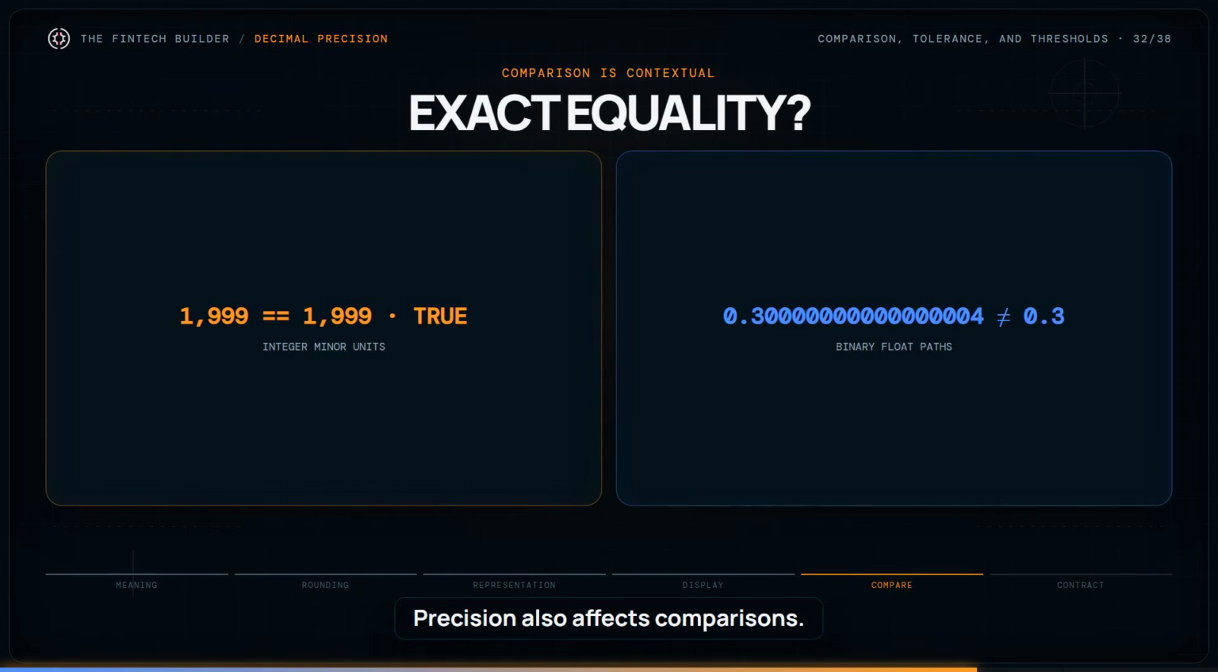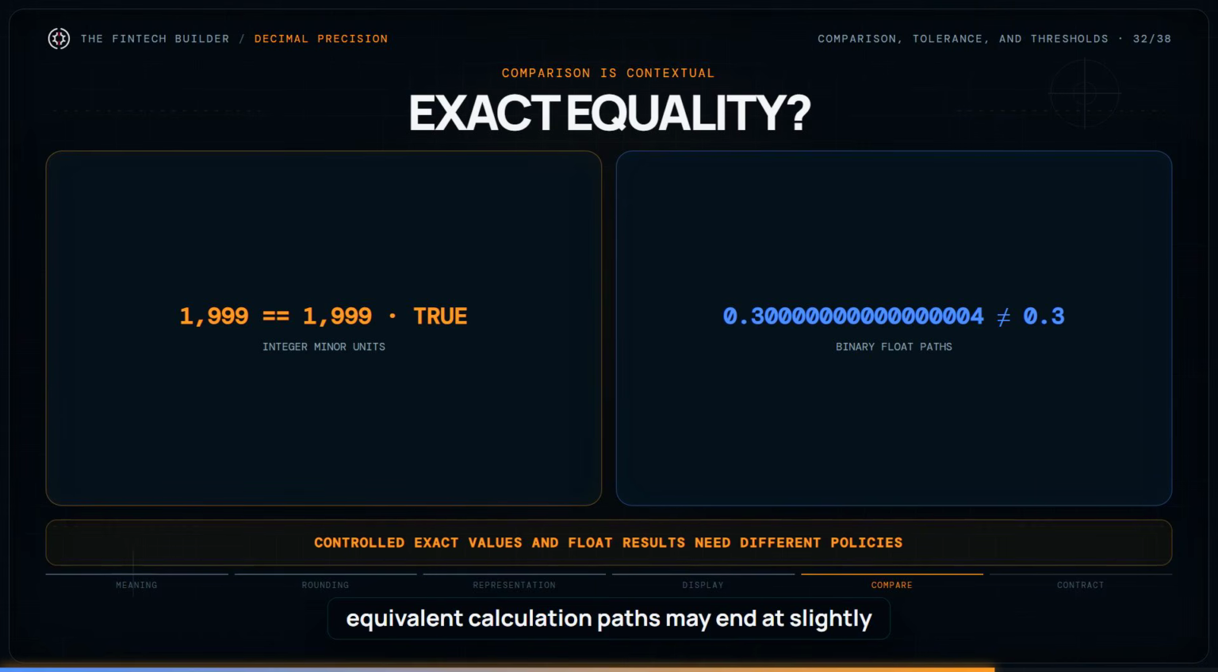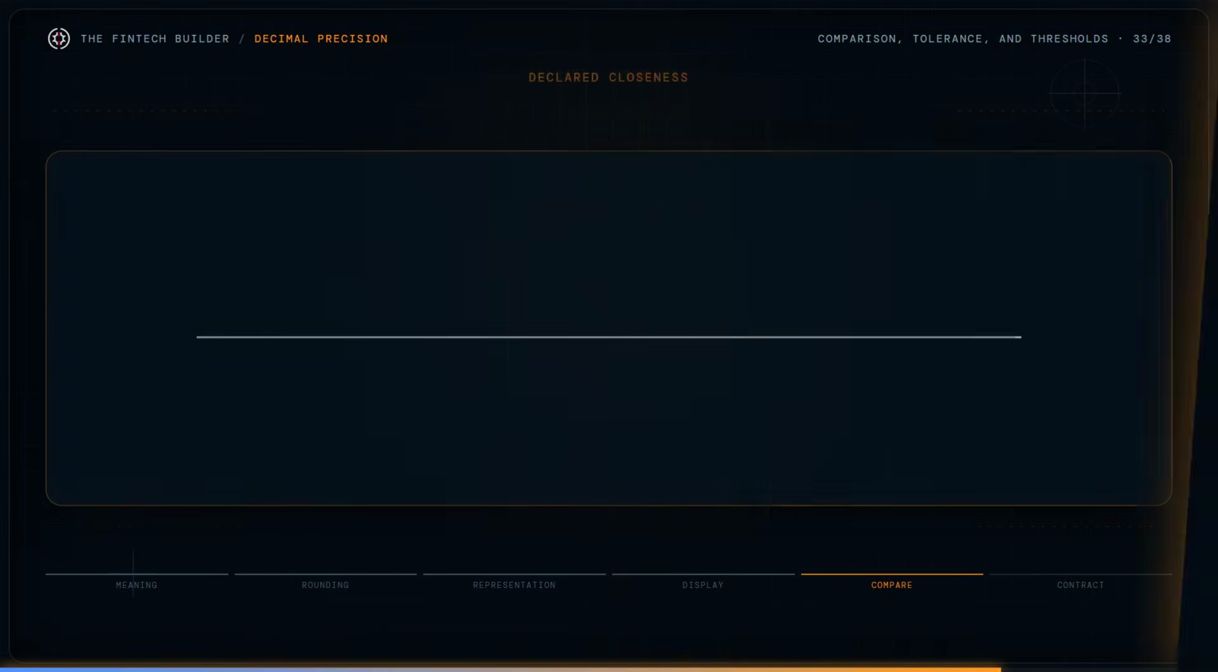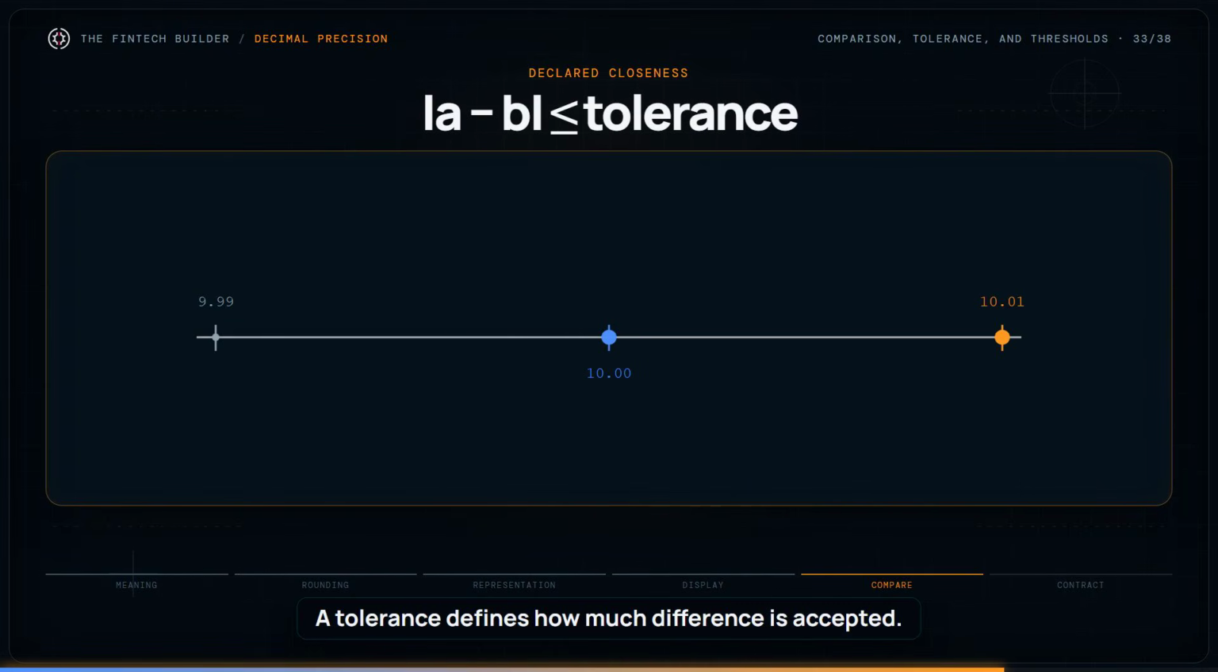Precision also affects comparisons. With exact integer or controlled decimal values, exact equality may be appropriate. With binary floating point results, exact equality can fail because two mathematically equivalent calculation paths may end at slightly different representable values. A tolerance defines how much difference is accepted. Under a simple absolute tolerance rule, two values are considered close when their absolute difference is no greater than the declared tolerance. But a tolerance is a policy, not a magic correction.